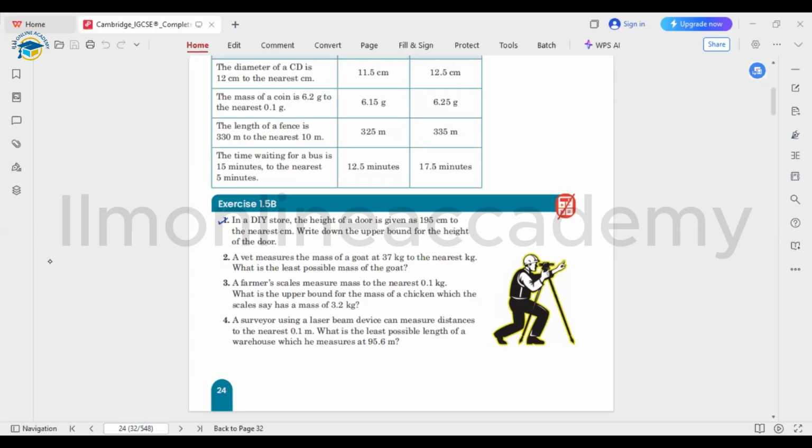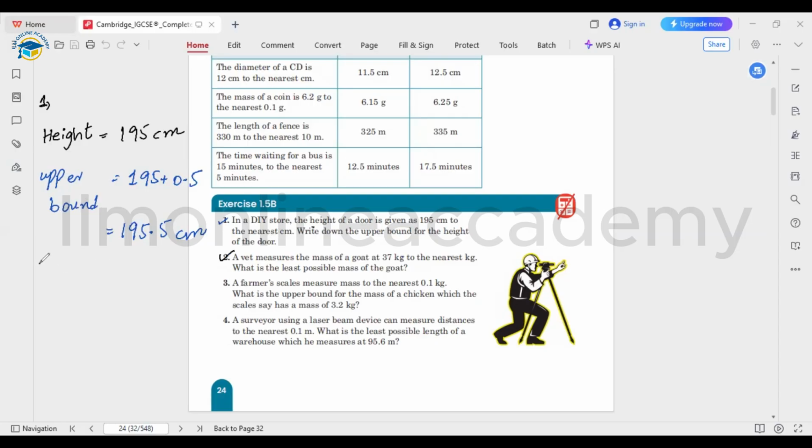So the first part is they have given us the height, that is 195 centimeters, to the nearest centimeter, and they are asking us to write down the upper bound for the height of the door. For finding the upper bound, this is a 1 unit number, so to this we need to add 0.5 because we need the upper bound. That will be 195.5 centimeters. So this is basically your upper bound. Just this thing you need to find here.